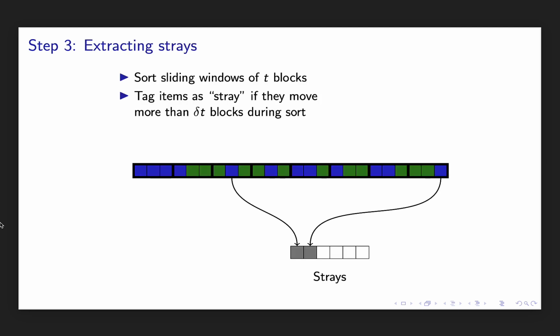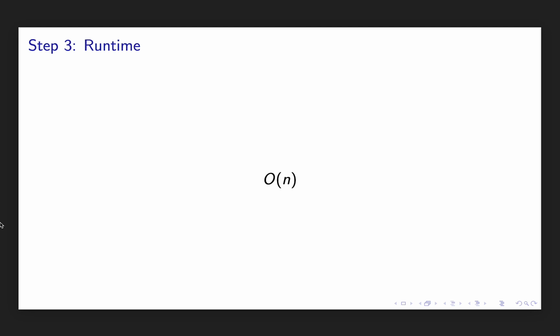So now that we've sorted sliding windows of size t, and we've tagged some items as stray, we want to now remove these strays and put them into another list. And so we imagine, say, that these two blue blocks were labeled as stray, and we put them into a new list. And to ensure data obliviousness, this list needs to be padded up to a specific size, because the number of strays might actually leak some data. So this list of strays will always be padded up to a fixed size. And we can get a concrete bound on the number of strays, so we know that this list will never overflow. And extracting these strays can be done in linear time, just with a linear pass over the entire list.